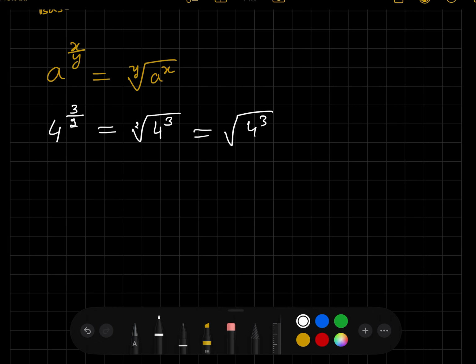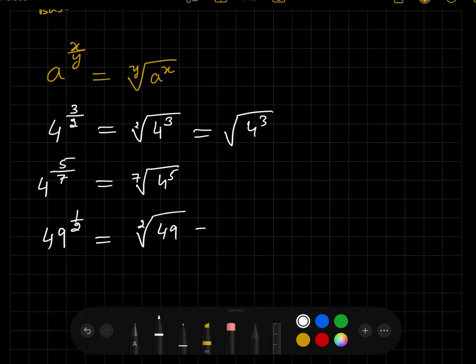Let us take another example. See, this is 4 raised to 5 by 7. So we will write it as the 7th root of 4 raised to 5. Clear? So this is how we will make use of all these. Let us take one more example for this. If I write say 49 raised to 1 by 2, raised to 1 by 2 means what? This is 2 and 49. So square root of 49 is what? It is 7. Clear? So this way we will use our rules of indices.